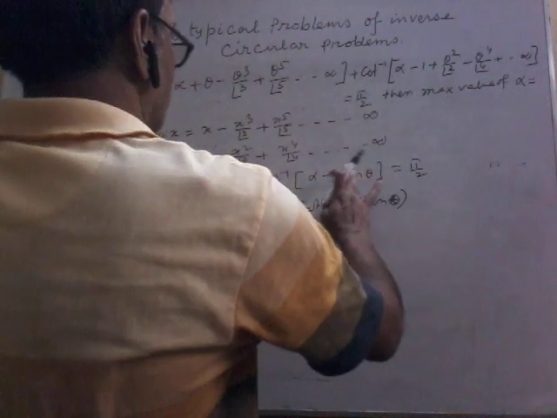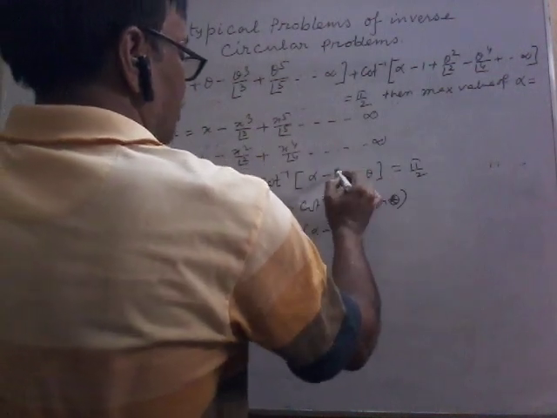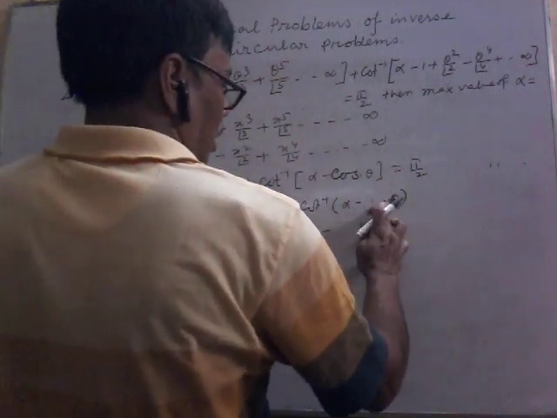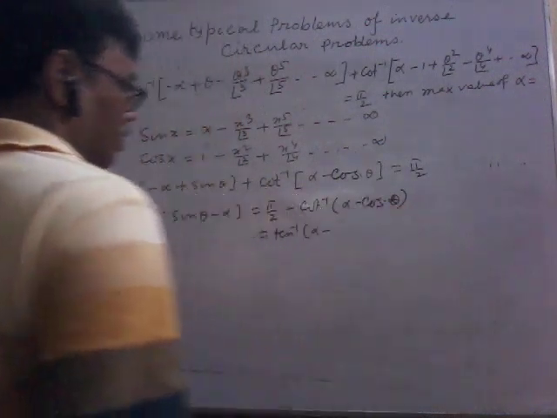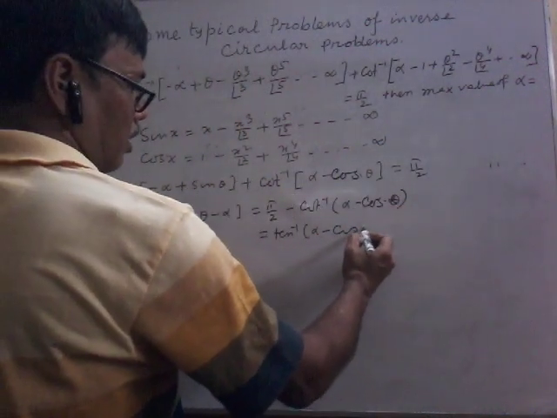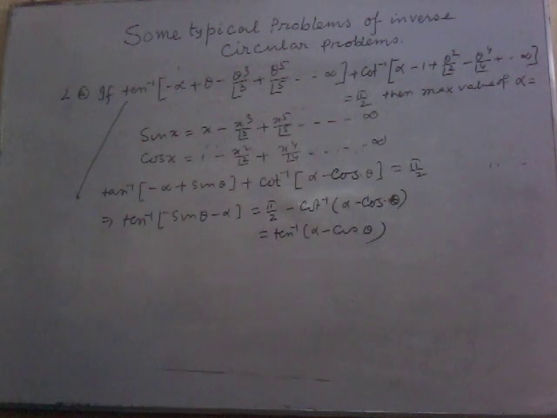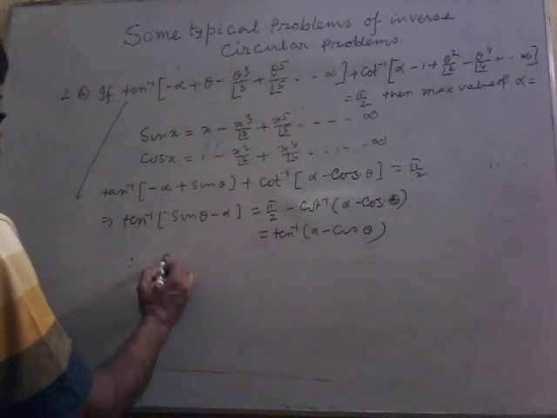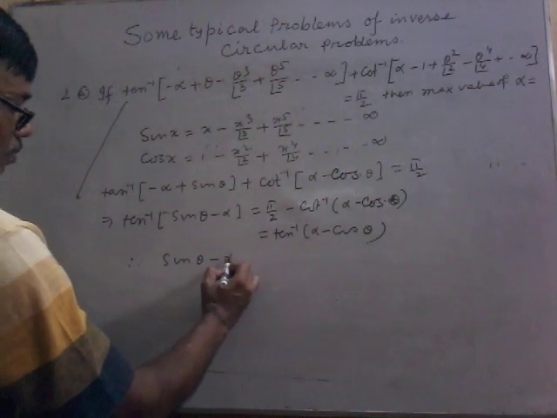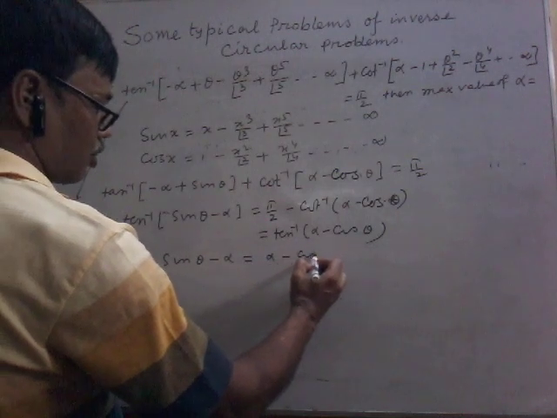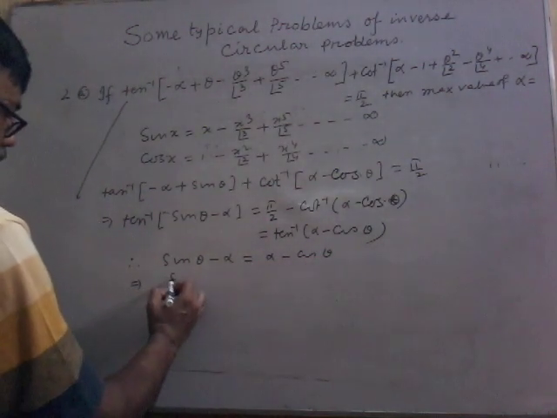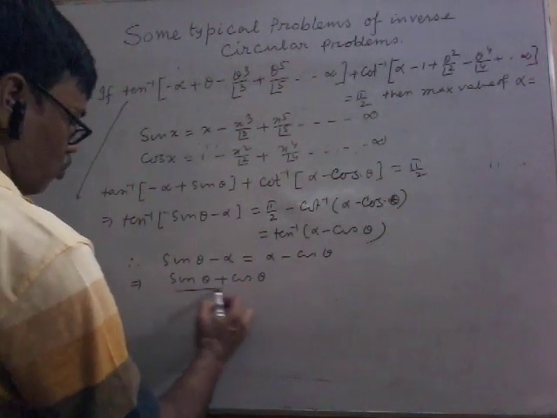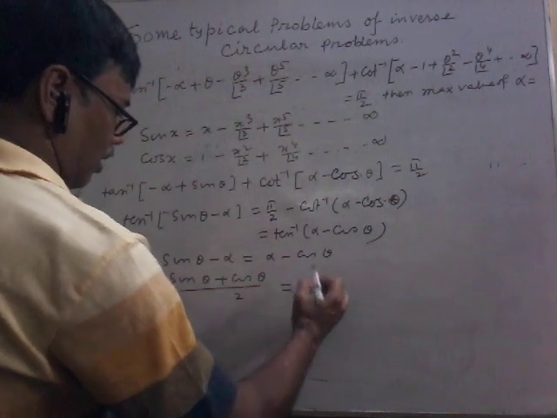So this is the expansion of cos theta. So alpha minus cos theta, so tan inverse of (alpha minus cos theta). So this one is also tan inverse. Therefore, sine theta minus alpha equals alpha minus cos theta. So (sine theta plus cos theta) by 2 equals alpha.